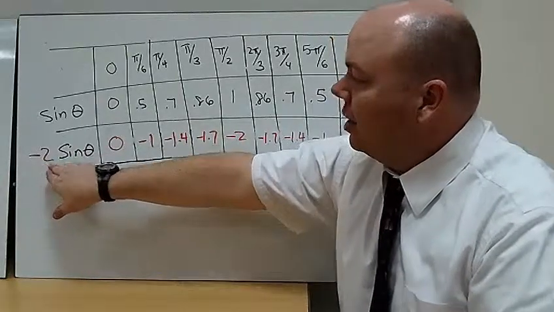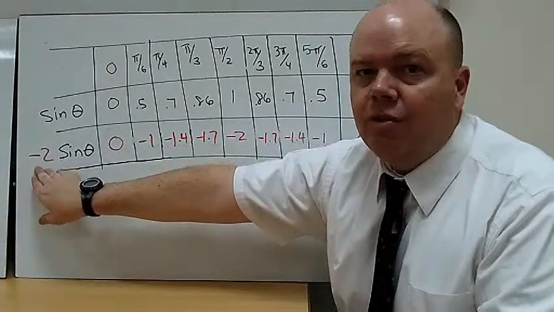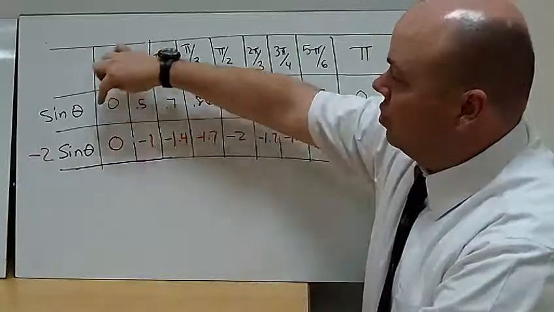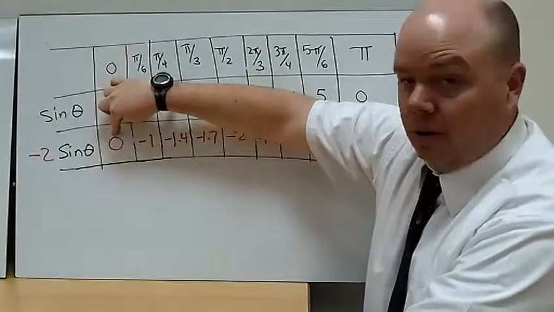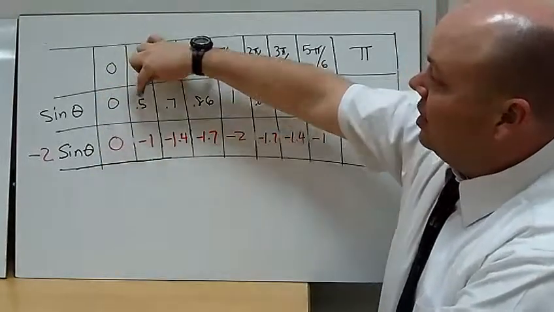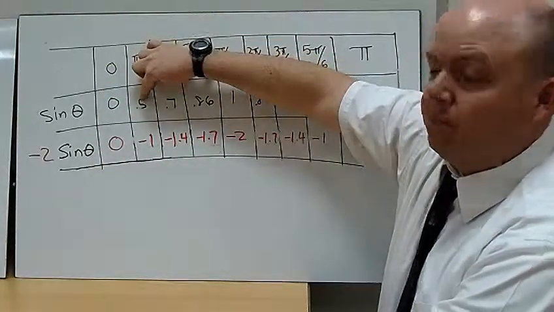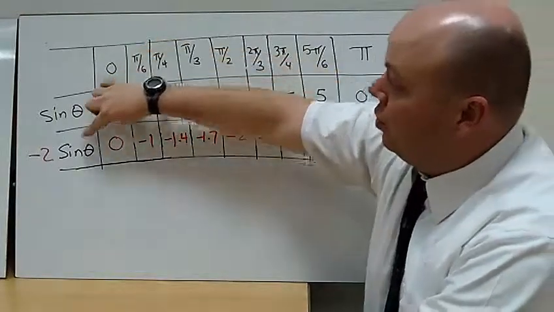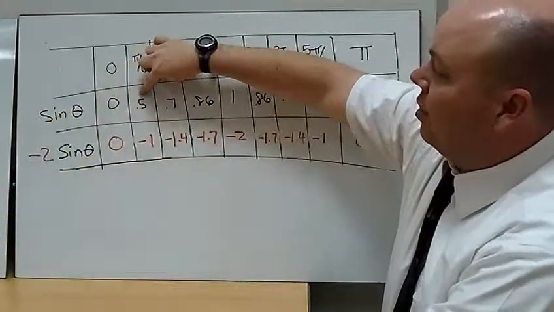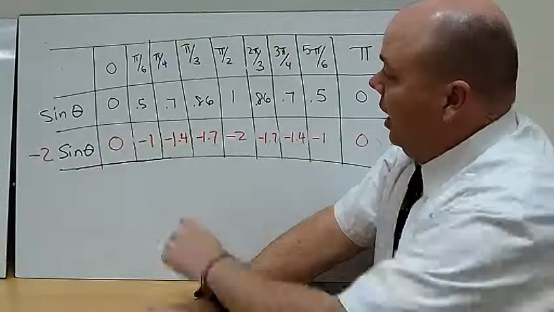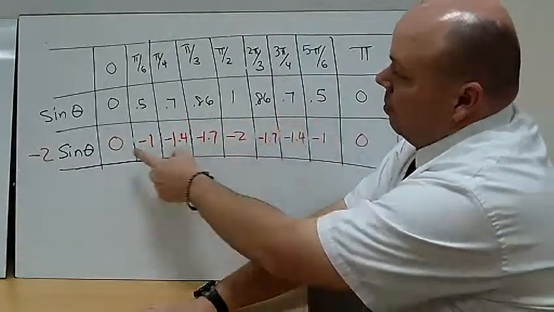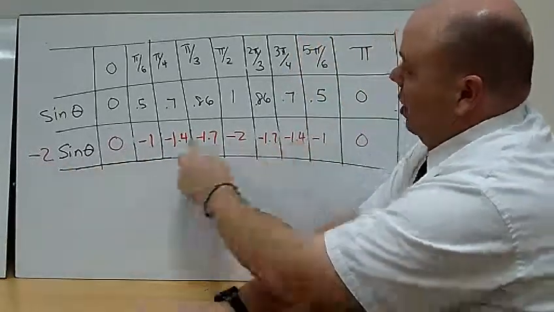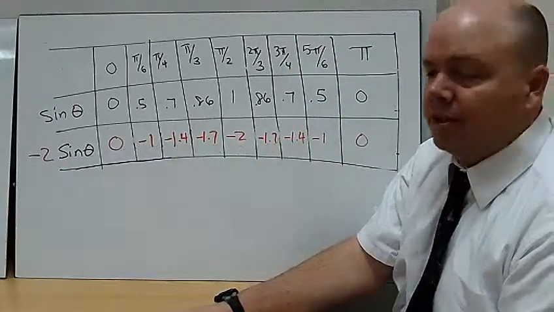So if I multiply the sine function by a negative 2, I'd like to know what happens. So as sine of 0 is 0, multiplying 2 times 0 is 0 again. Sine of pi over 6 is 0.5, so negative 2 times 0.5 is negative 1, and so on. So I've just multiplied each of these points by the negative 2, and it gives me this bottom row of points.